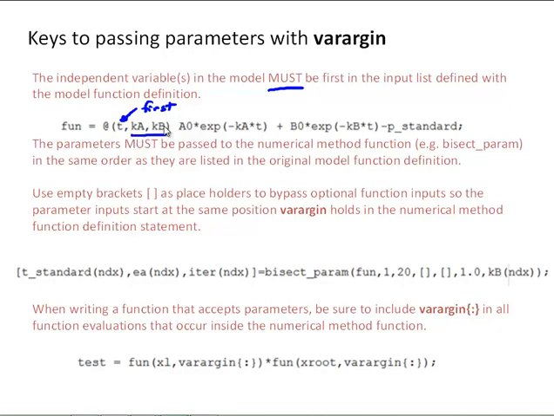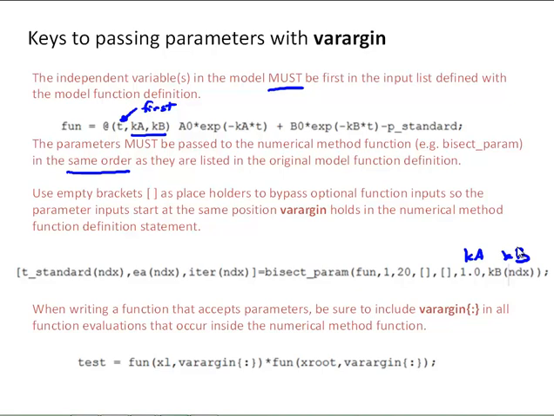Then we have our parameters. The other thing that's important is that the parameters must be passed to the numerical method function in the same order as they are listed in the original model definition. And again, that's just being consistent with the idea that input values pass to functions and between workspaces in MATLAB according to position. So again, we have to have KA and KB there. MATLAB has no way of knowing which one goes first, except for being consistent with which one goes first.